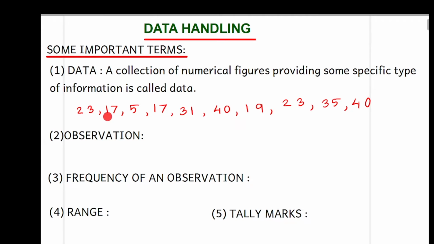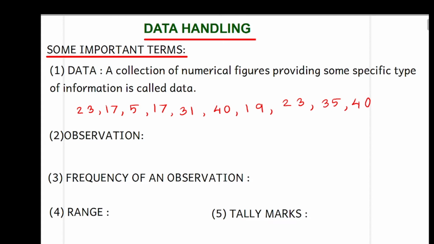That means, now see, 23 is coming how many times? 2 times. 17 is coming 2 times. 5, 1 time. 31, 1 time. 40 also 1 time. 19, 1 time. 35 and 40 also coming 1 time. So how many times it will occur? That is called the frequency of an observation. That means from this observation we have to find out the number of occurrences.